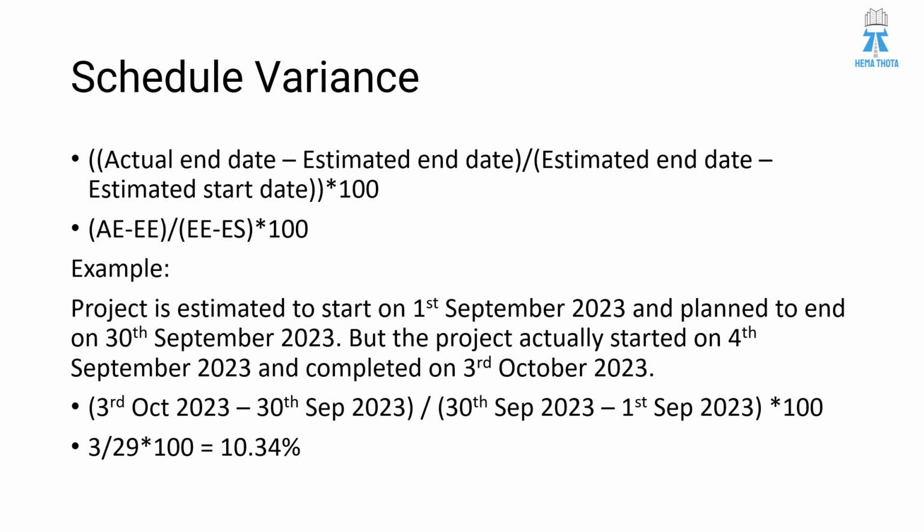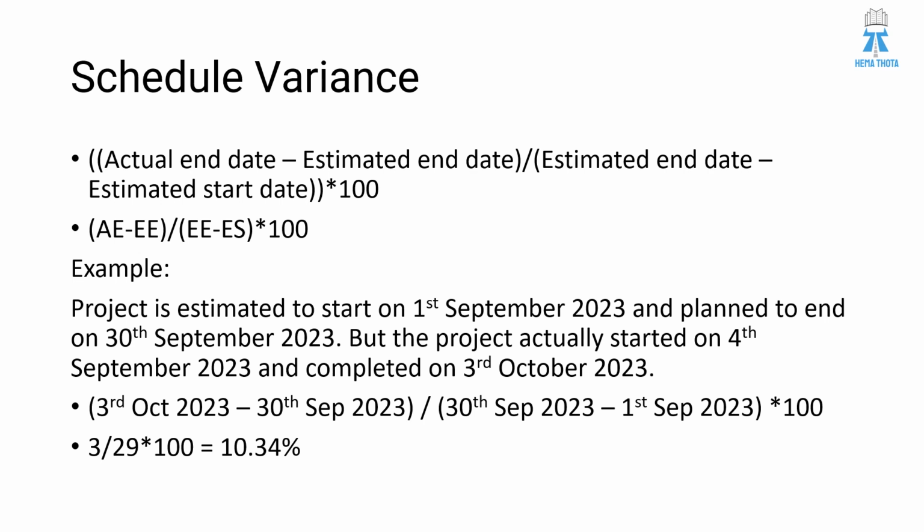So the example for this is, a project is estimated to start on 1st September 2023 and planned to end on 30th September 2023. That means it is planned for 30 days. But the project actually started on 4th September. That means it is delayed by 4 days, and it is really completed on 3rd October 2023. That means it is delayed by 3 more days.